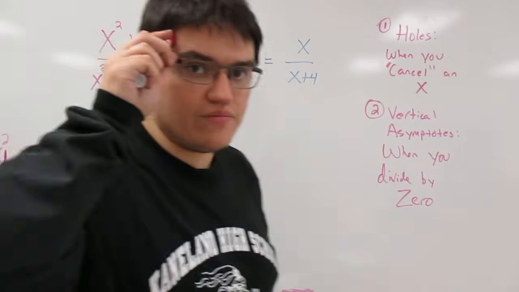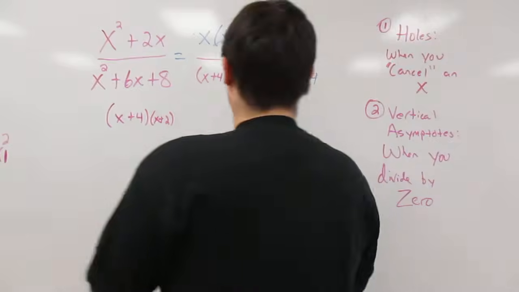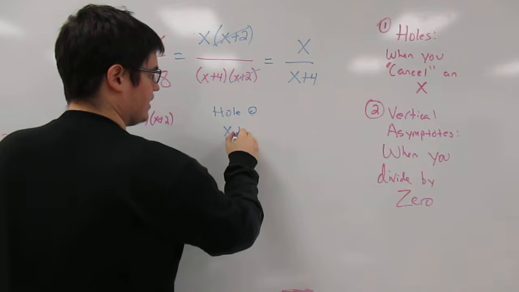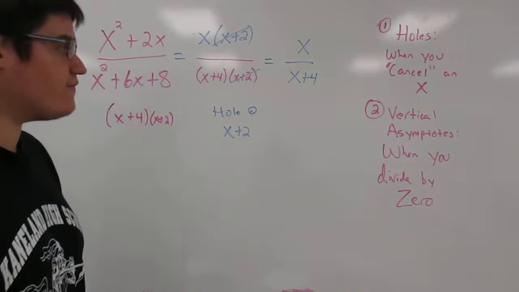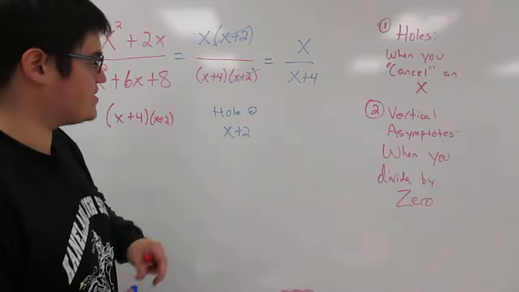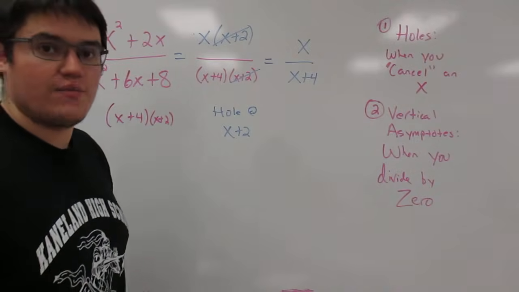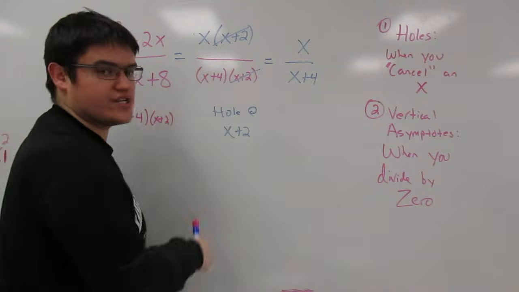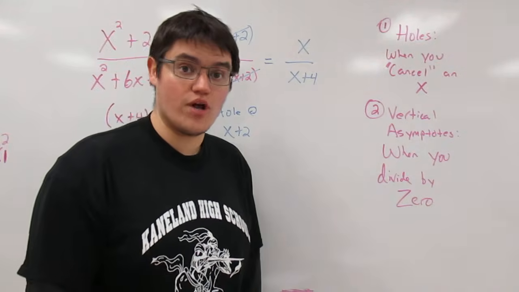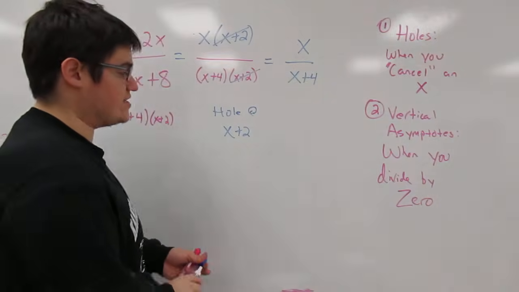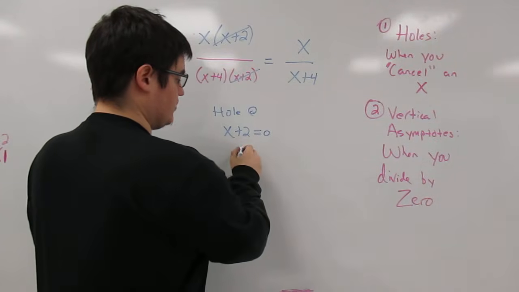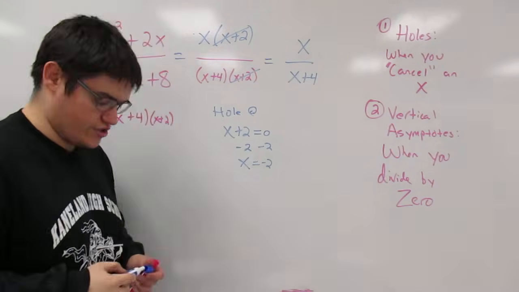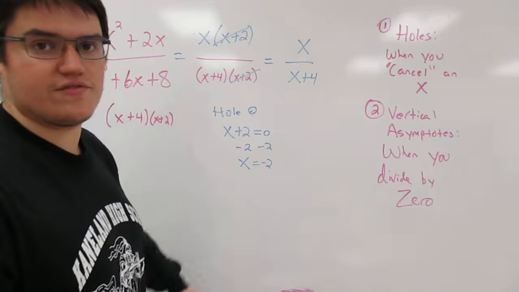Because, think about it, well, let's just first talk about this. So we have a hole at x plus 2. Now we need to find out what value of x makes this thing equal to 0. Because that value of x, we could have plugged in here, and then this whole thing would have been 0. We'd be dividing by 0, and that's a no-no. So we can set this equal to 0. Minus 2, x equals negative 2. So there's a hole when x is negative 2.